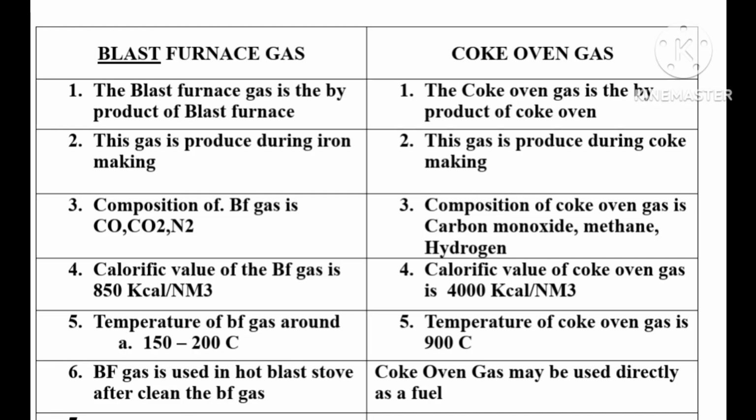Then the fourth point, the calorific value of the blast furnace gas is 850 kcal and the calorific value of coke oven gas is 4000 kcal. The temperature of BF gas is around 150 to 200 degrees centigrade. The temperature of coke oven gas is 900 degrees centigrade.